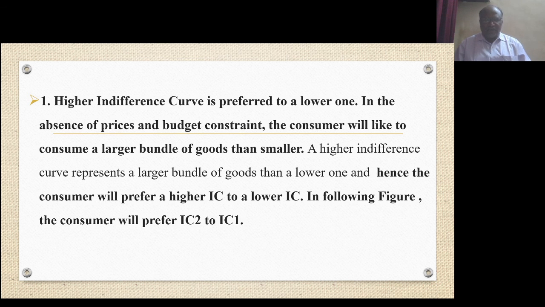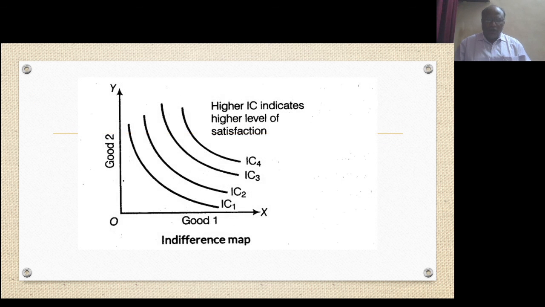In the absence of price and budget constraints, the consumer will like to consume a larger bundle of goods than a smaller one. A higher indifference curve represents a larger bundle of goods than a lower one, and hence the consumer will prefer a higher indifference curve to a lower indifference curve. In the following figure, the consumer will prefer IC2 to IC1.